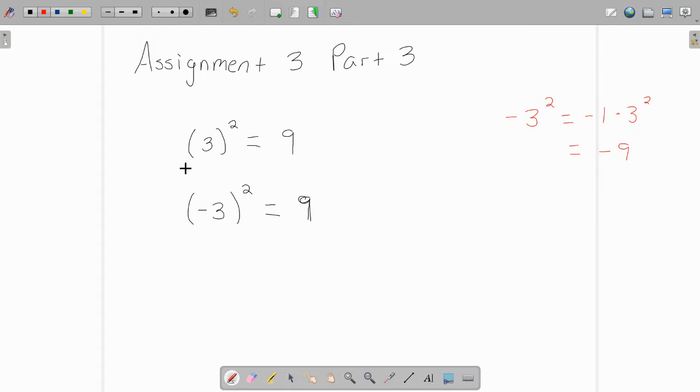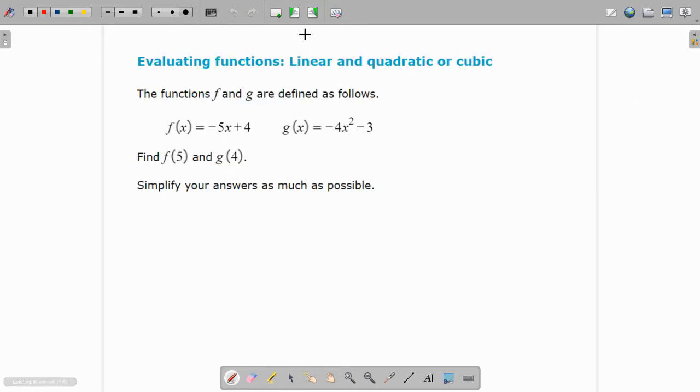That's very important for this lesson. So technically you need the negative in parentheses. I just suggest if you're unsure, whenever you're raising to a power, always put it in parentheses. Okay? So here we go. We're just going to evaluate some functions today.